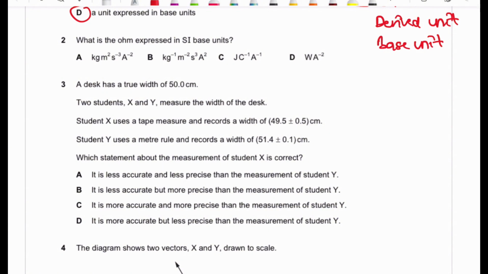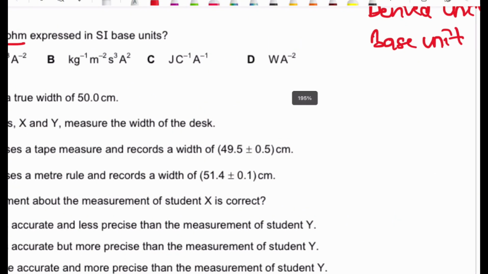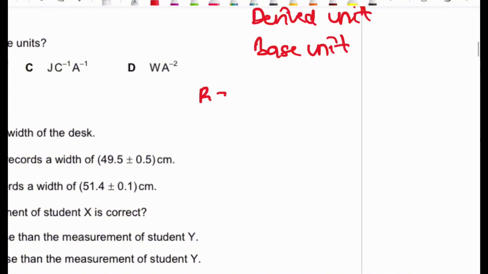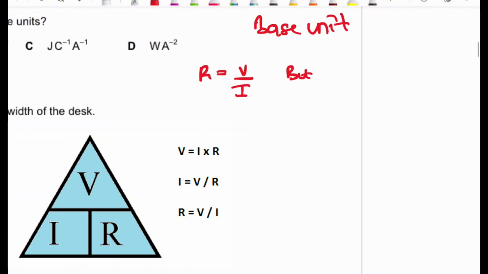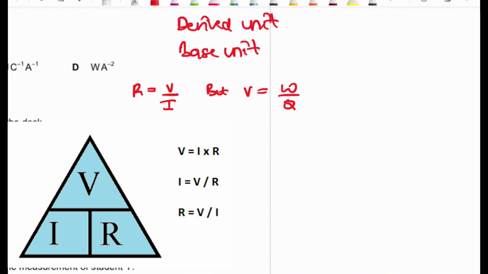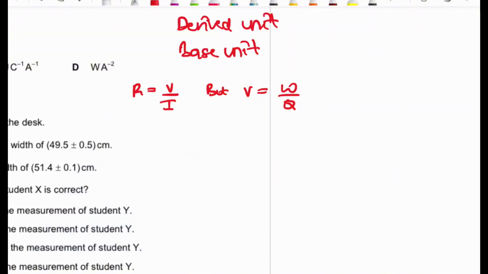We've been asked what is the ohm expressed in SI base units. So you need to understand exactly what is the ohm. The ohm stems from resistance. We know that resistance is equivalent to voltage divided by the current. From the table, V is equal to IR. Resistance is actually the voltage divided by the current. But we know that the voltage is actually the work done per unit charge. So the work done per unit charge is basically the voltage itself.